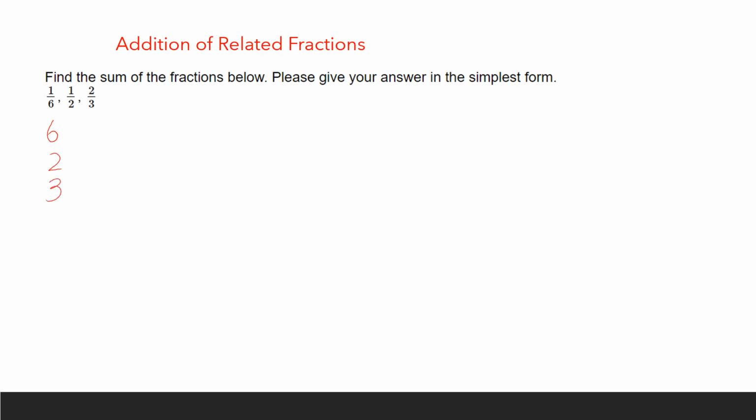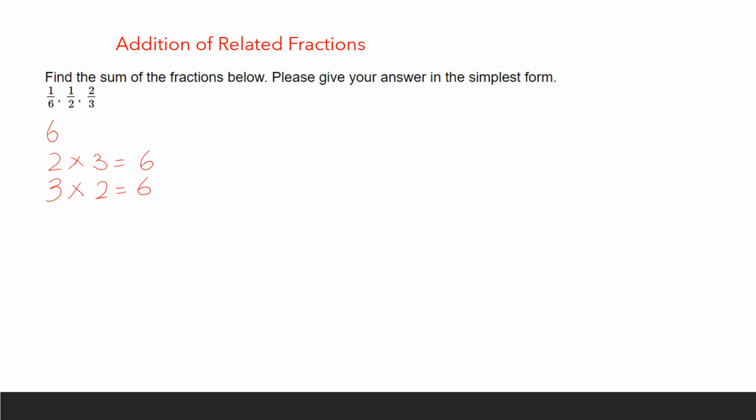is 3, and we can see that the denominator 2 is a factor of 6 and 3 is also a factor of 6. So we can make this 2 equal to 6 by multiplying it with 3, and we can also make this 3 equal to 6 by multiplying with 2, and this way we will have the common denominator. So this is called a related fraction because our other denominators are the factors of our highest denominator.